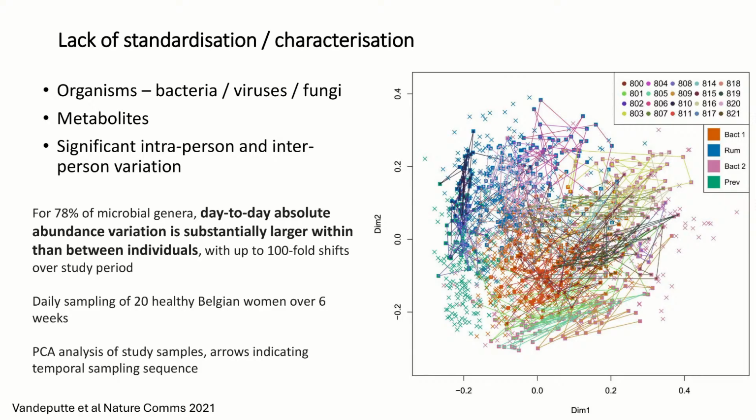This was a study that recruited 20 healthy women in Belgium and asked them to submit a stool sample every day for 6 weeks. They did whole genome analysis of those stool samples. Each color is a different participant, and essentially, where the markers are on that graph is the amount of variation within that donor. Actually, the day-to-day absolute variation is substantially larger within than between individuals. In other words, the donation that you provide on day 1 might be more different from the donation that you provide on day 7 or 8 than it is from that of a different donor.